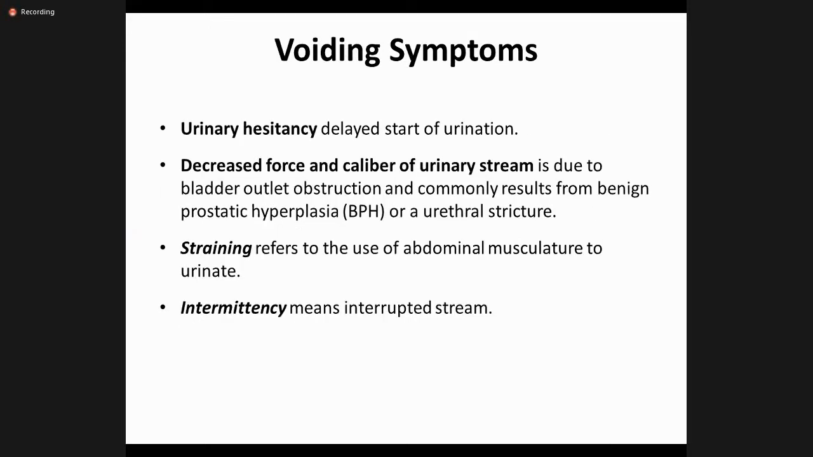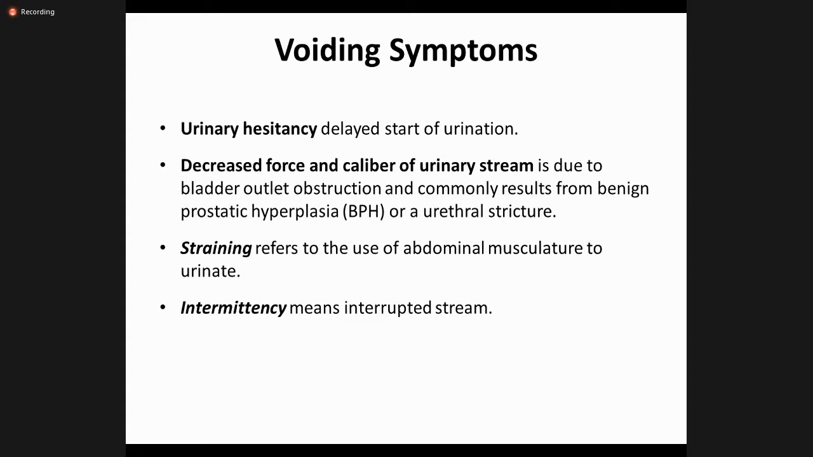Voiding symptoms. Voiding symptoms include hesitancy. It means a delay in the start of urination. The patient will tell you that there is a delay in starting of urine. Decreased force and caliber of urinary stream is due to bladder outlet obstruction and commonly results from benign prostatic hyperplasia or urethral stricture in males. If the prostate becomes enlarged, the stream becomes weak, or if the patient has a urethral stricture, the stream becomes weak.